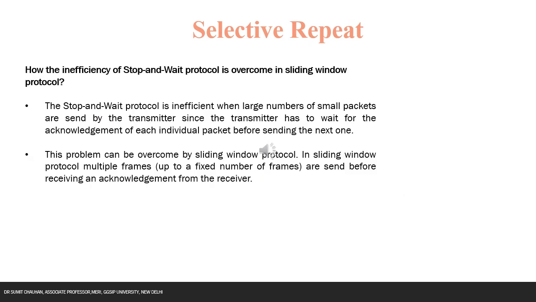How is the inefficiency of the stop and wait protocol overcome in the sliding window protocol? The stop and wait protocol is inefficient when a large number of small packets are sent by the transmitter, since the transmitter has to wait for the acknowledgement of an individual packet before sending the next one. This problem can be overcome by the sliding window protocol. In the sliding window protocol, multiple frames are sent before receiving an acknowledgement from the receiver.